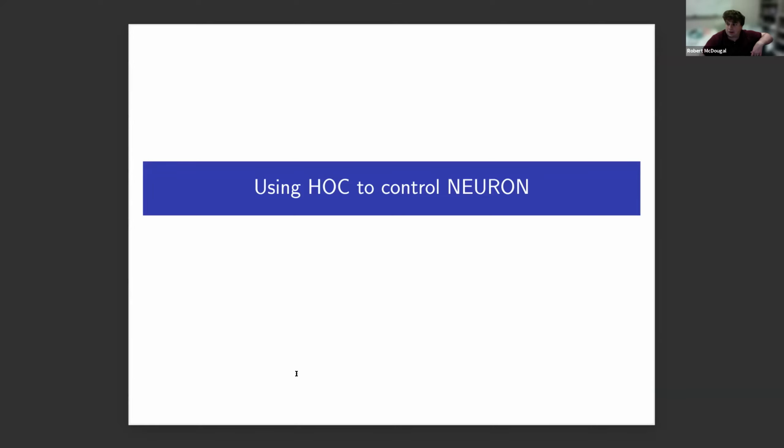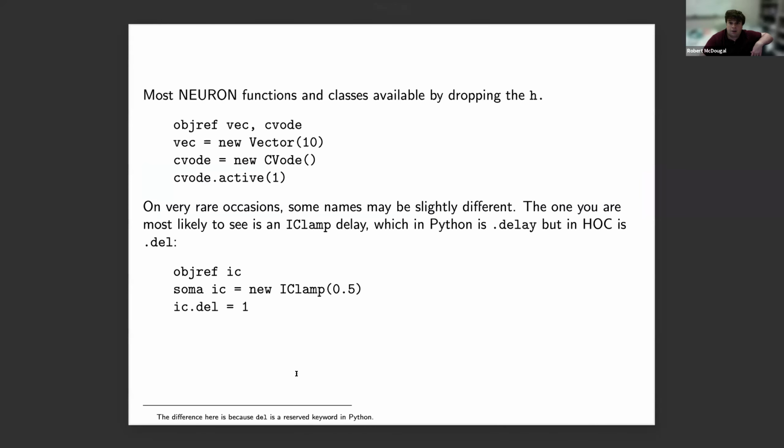And fundamentally, the whole reason that we're talking about any of this is because HOC can be used to control NEURON, much like Python is. So basically, NEURON functions and classes, how do they work in HOC? How do you write in HOC? Generally speaking, you're going to drop the H. That's usually the answer. If it's a class, so in Python, if I wanted a new vector, I would just say vec equals h.Vector. If it is a class thing, I do have to say new to create an instance.